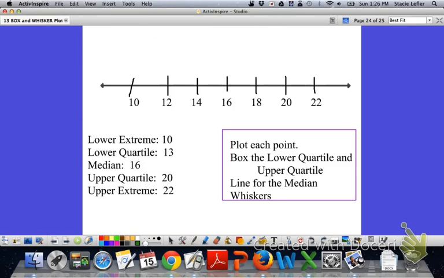Okay, so now that you have your 5-number summary, you're ready to plot this on a number line. Because our smallest is 10 and our greatest is 22, that helps you decide what numbers your number line should include. And I decided to go on this one as an interval of 2. Alright, pause the video and draw your box and whisker plot.